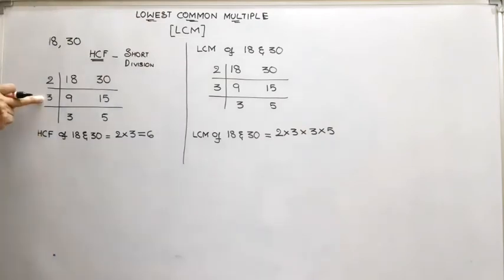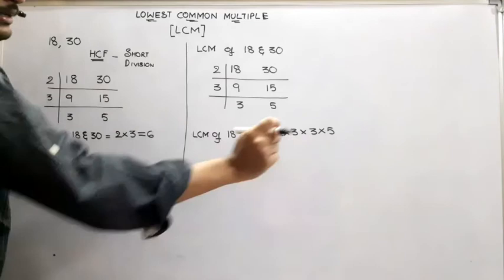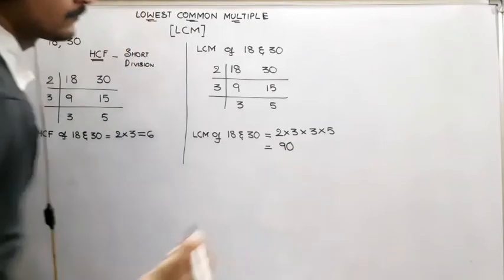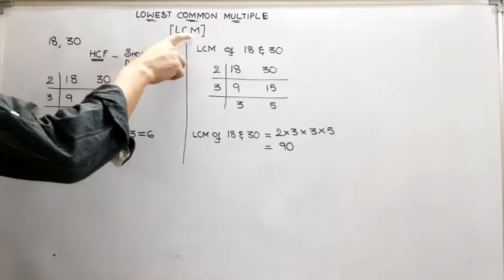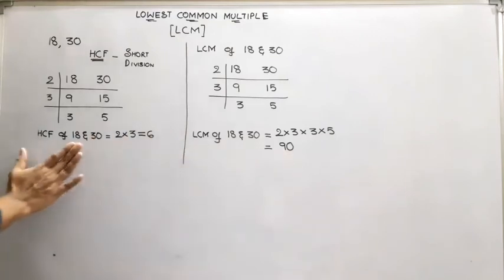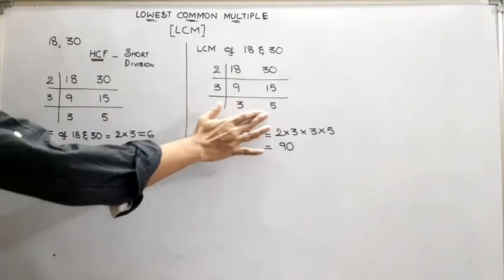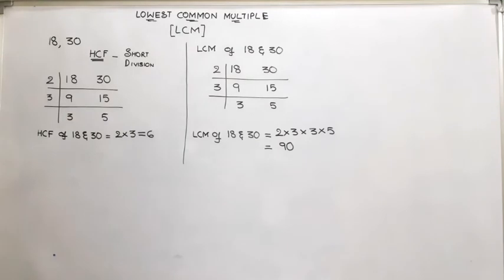Hope you got it. Here we stopped at this point by taking only the common factors, whereas for the LCM, we will take the leftover numbers for multiplication. So this is going to be 90. So the least common multiple of 18 and 30 is 90. Same process as the short division method for HCF. Only the change is we consider the leftover numbers and multiply to get the LCM. Very simple. I think by this time you got the procedure to find the LCM.